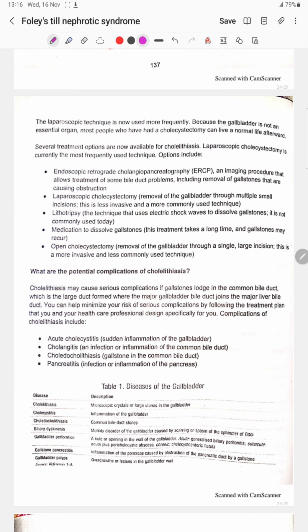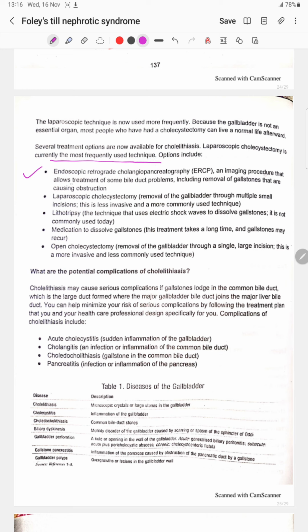The laparoscopic technique is now used more frequently, and because the gallbladder is not an essential organ, most people who have the cholecystectomy can live a normal life afterward. Several treatment options are now available for cholelithiasis. Laparoscopic cholecystectomy is currently the most frequently used technique.